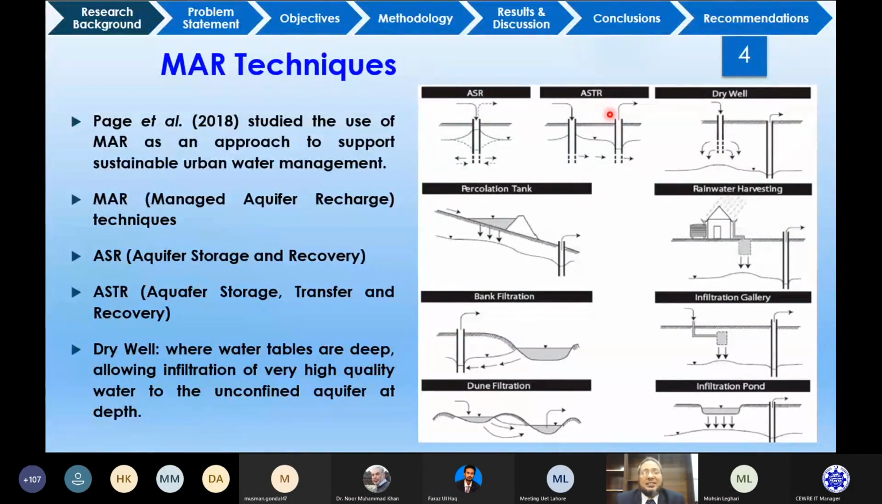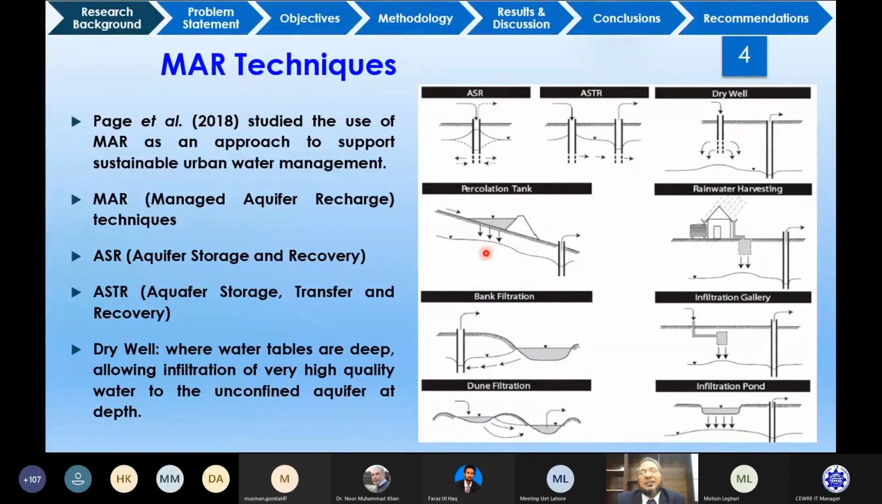Another is the ASTR, aquifer storage, transfer and recovery. So the rainwater is being recharged through this recharging well, and nearby there is a pumping well and we can pump water. Another is the dry well. So these recharging wells are used to raise the water table, and nearby we can install a pump to fulfill the water demands of the community.